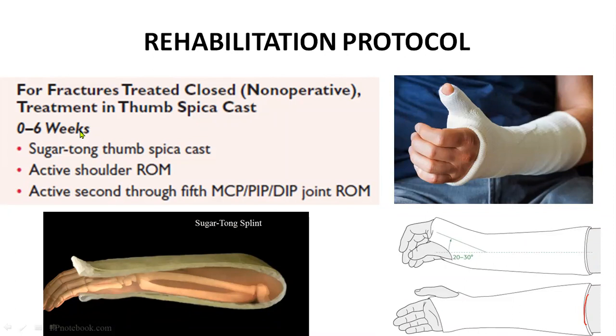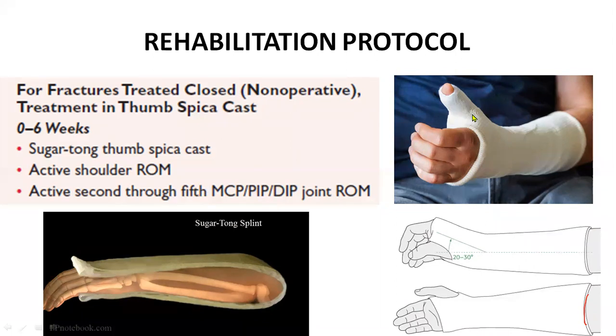So the initial 0 to 6 weeks, which is almost a month and a half of rehabilitation, simply involves wearing the cast as well as some active range of motion exercises to the shoulder region, and active range of motion exercises to the MCP, the metacarpophalangeal joint, the proximal interphalangeal joint, and the distal interphalangeal joint, from the second to the fifth.